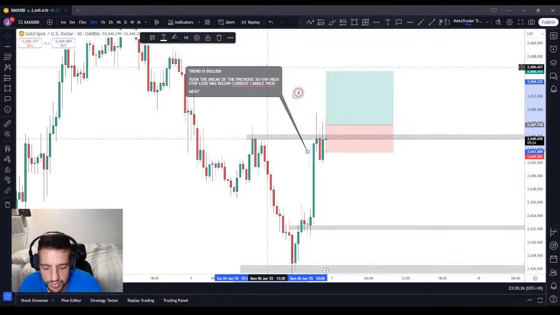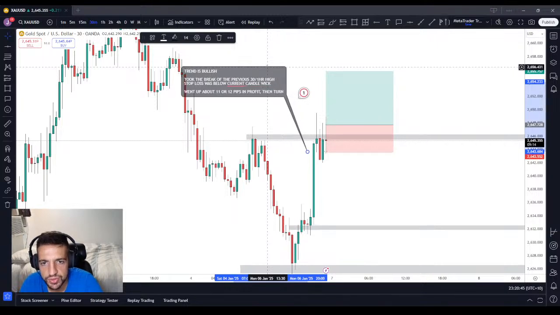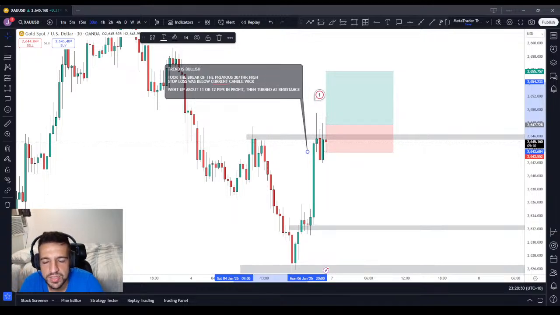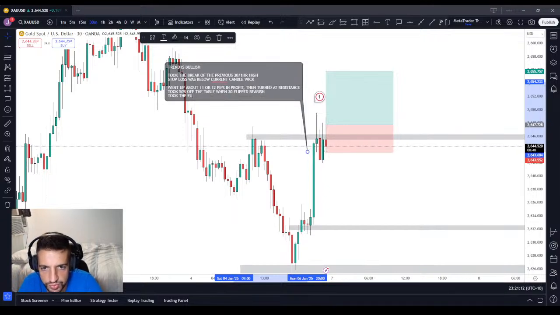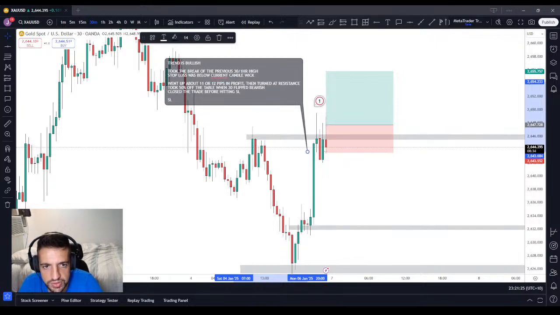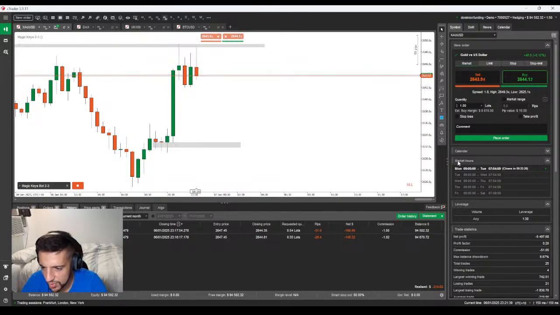Went up about 11 or 12 pips in profit, then turned at resistance. Took 50% off the table when 30 flipped bearish. Took the full loss when I closed the trade before hitting stop loss. Stop loss value was 478. Result was minus 314.62.